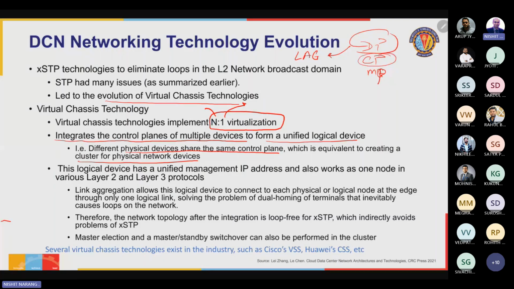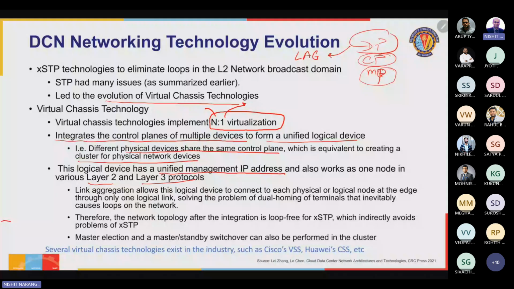The control plane is changed because I have to have a unified control plane. But I also need to change the management plane, because now this logical device is one virtual chassis. It has to have a unified management IP address. It should appear like a single node to all the external entities, both at layer 2 as well as layer 3.